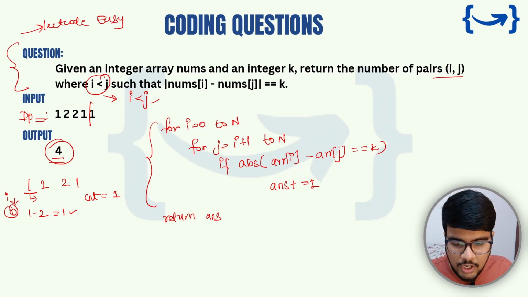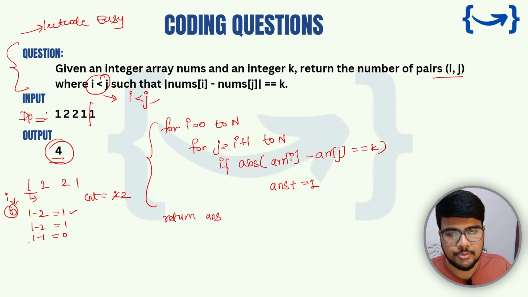Great. So now again 1 minus 2, what does it become? 1 minus 2 again will become 1. So the counter will become 2 here. Now 1 minus 1 will become 0. Now nothing will happen. So for the very first iteration, we'll get everything.